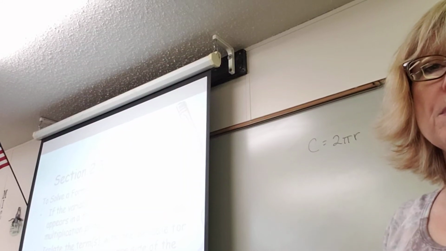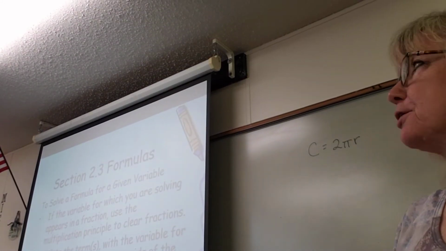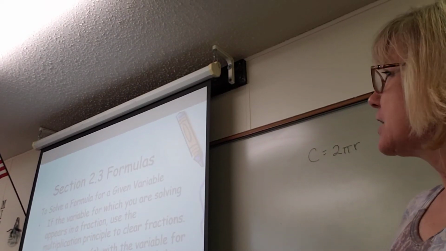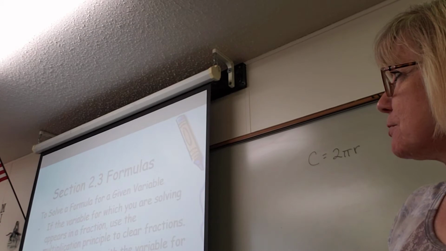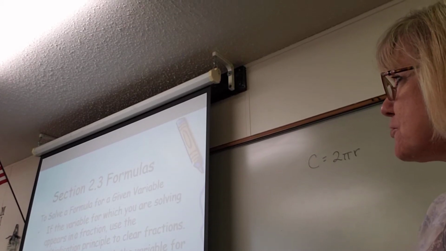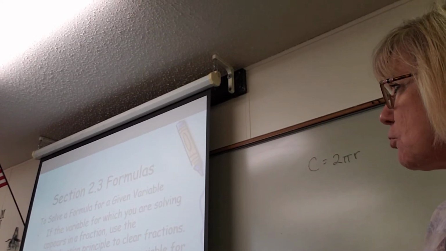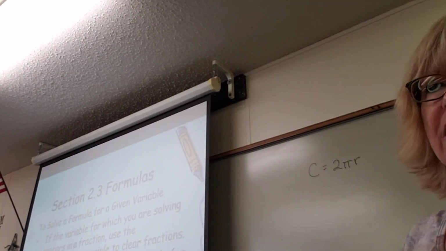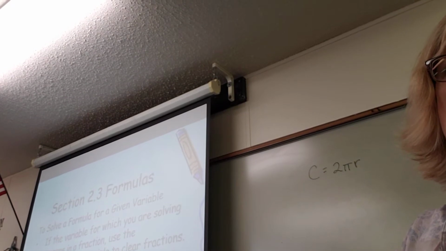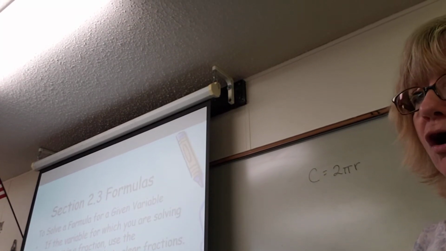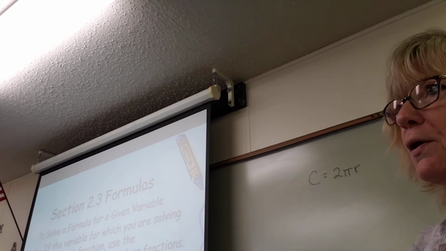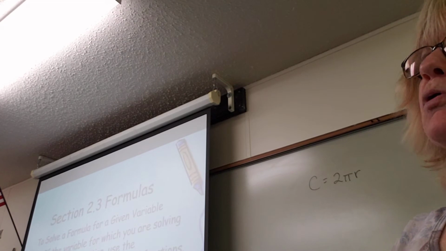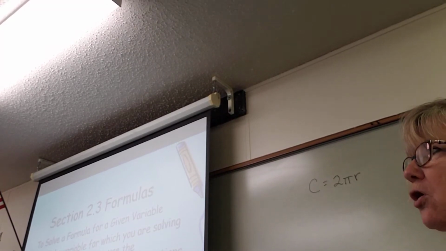All right, so MCR, section 2.3 notes, we're talking about formulas, going over how to solve for a formula. If the variable for which you're solving appears in a fraction, use the multiplication principle to clear fractions. Isolate the term or terms with the variable for which you are solving on one side of the equation. And we have our example, c equals 2 pi r. At this point, this equation is already solved for c, but we now want to solve it for r.